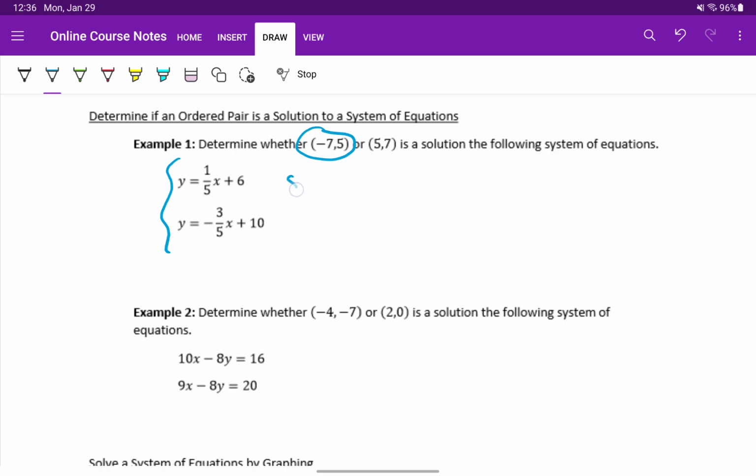We'll start off by looking at (-7, 5), and we'll plug those x and y values into the first equation, giving us y equals 1/5 times -7 plus 6. And what we're asking here is the question, is this a true statement or a false statement? In this case, it's going to be a false statement because the expression on the right-hand side actually comes out to be 4.6. Since (-7, 5) doesn't make that first statement true, then no, this is not a solution.